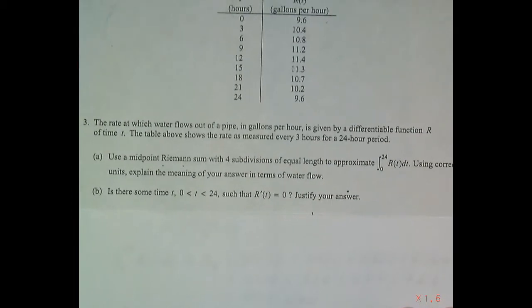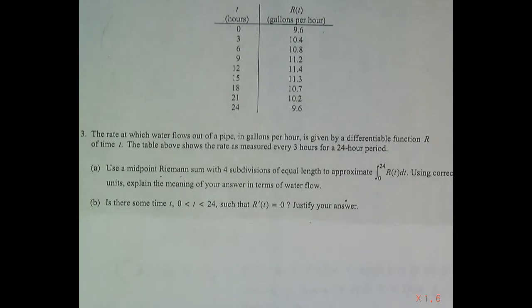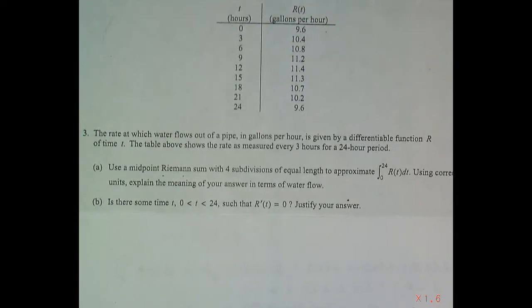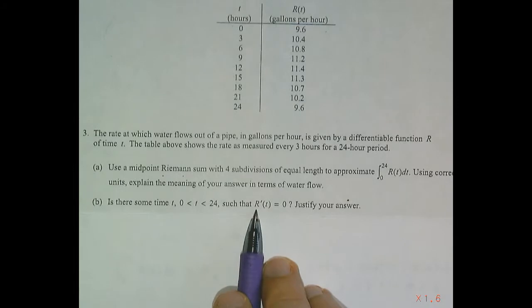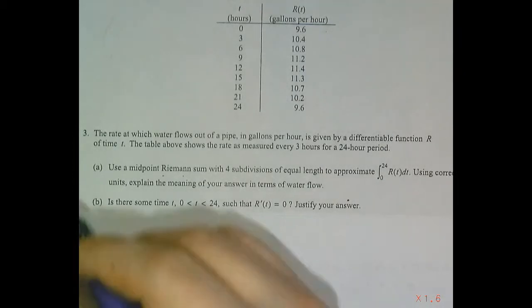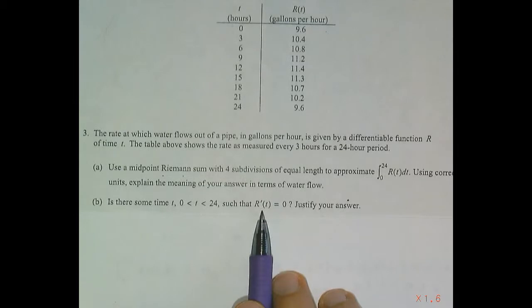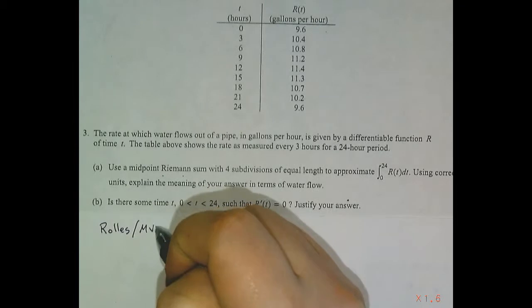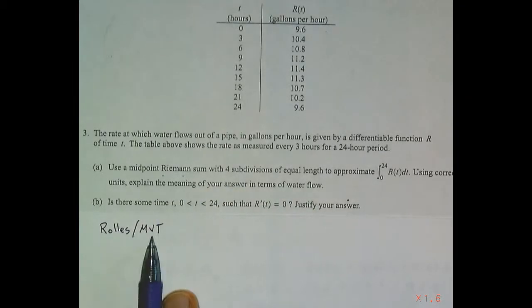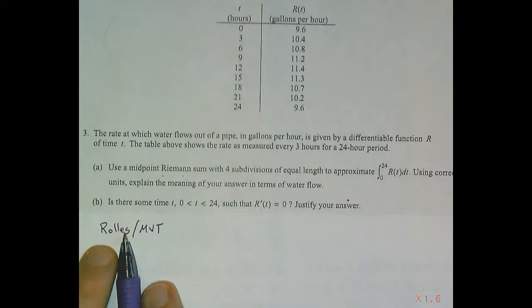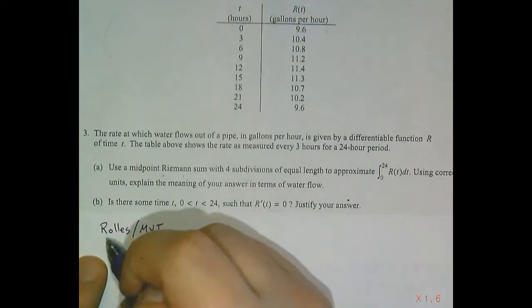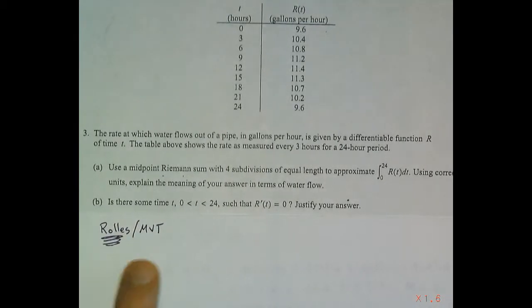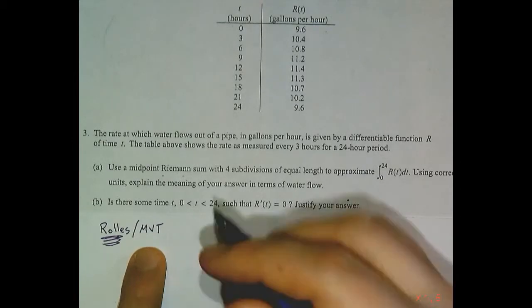Is there a time in the interval 0 to 24 such that r prime of t equals 0? So we're asking a question about the existence of a point where the derivative equals 0. So we should turn to our existence theorems, and the existence theorems about the derivative equaling a specific value are going to be either Rolle's theorem or the mean value theorem. And remember, Rolle's is just a special case of the mean value theorem. Rolle's is the case where the derivative equals 0. So we're using Rolle's theorem, but it can be justified just as well with the MVT.